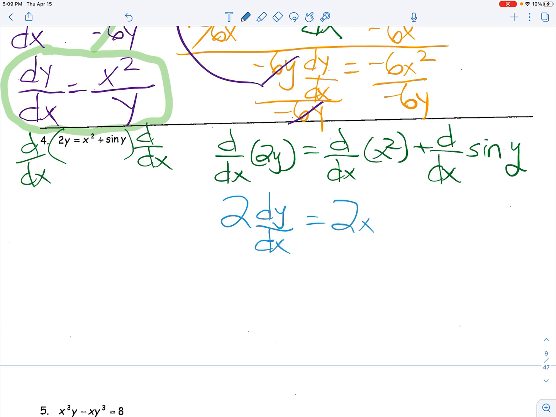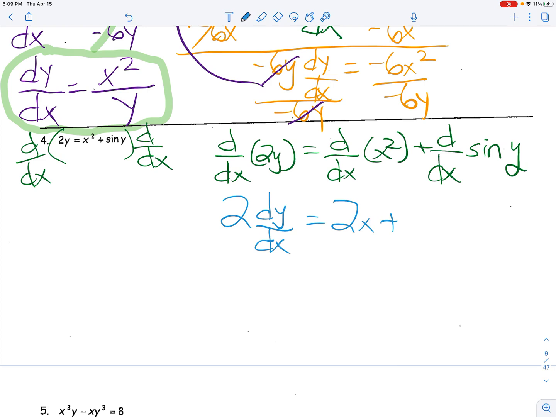All right, derivative of 2y here, people, is 2 times the derivative of the inside, dy/dx, right? Is going to equal the derivative of x squared, which is 2x times the derivative of the inside, but the derivative, remember, of x is 1. Plus now, here we go, sine of y.